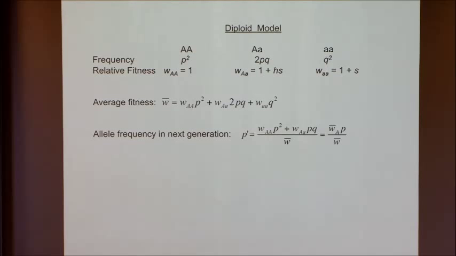The almost simplest model we could use would be a simple diploid model where we have two alleles, so there are three possible genotypes: capital A capital A, capital A lowercase a, and lowercase a lowercase a. If the frequency of the capital A allele is p, then by Hardy-Weinberg equilibrium, if there's random mating, we can predict the frequencies of these three genotypes in the population.